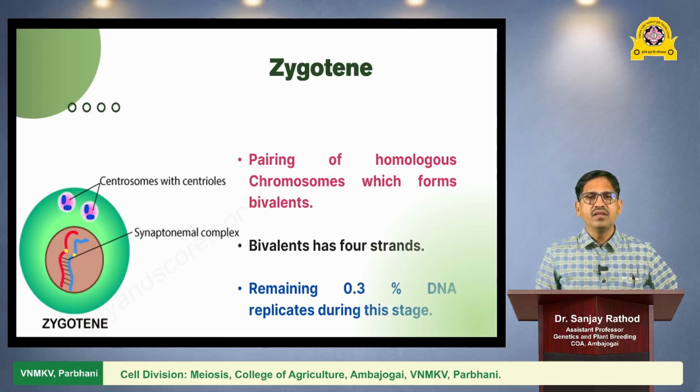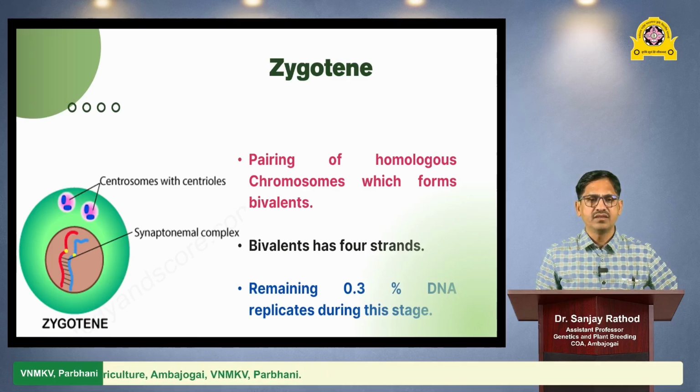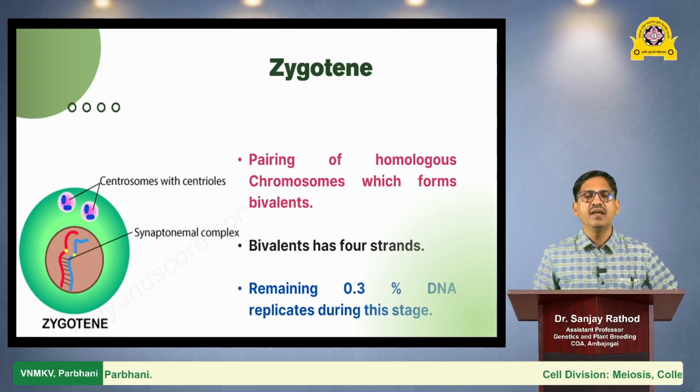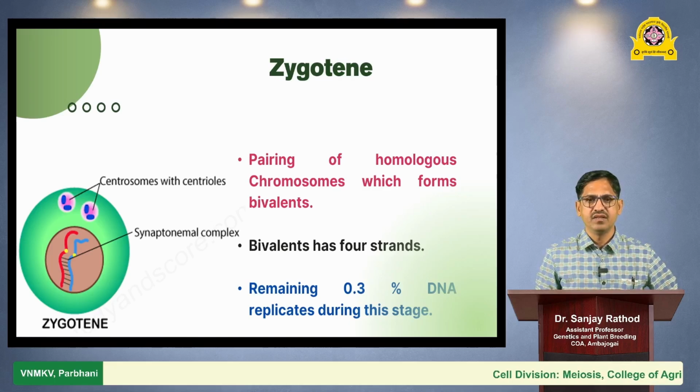In zygotene, the pairing of homologous chromosomes takes place and the bivalent has 4 strands, and the third and most important event that takes place in zygotene is that 0.3% of DNA replicates during this stage. Then what about the 99.7%? It gets replicated only in interphase.